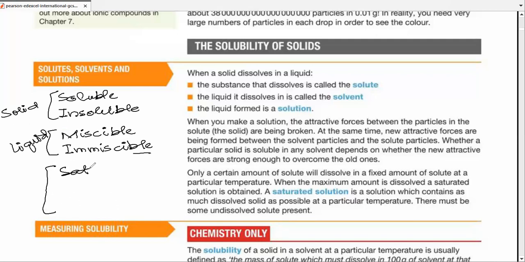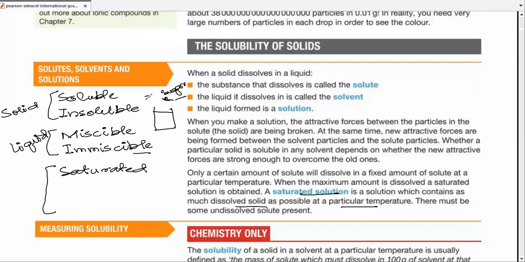The first one is also given over here, saturated solution. Saturated means the maximum amount of solid that can be dissolved into a liquid, as much as possible at a particular temperature, has already been dissolved. That is a saturated solution. For example, if we have a glass of water, and we add a tablespoon of sugar into it, and we start dissolving it, we will be able to dissolve it.